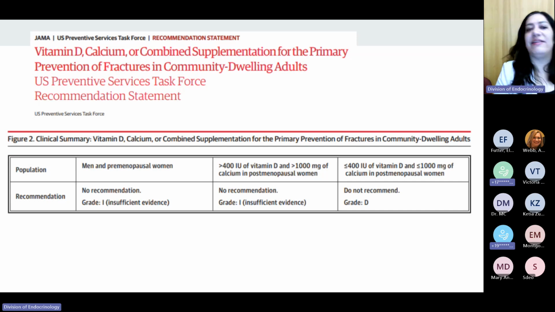So basically, what they found was a little bit anticlimactic. In men and premenopausal women, they had no recommendation because there wasn't really enough evidence. So, should we supplement or check levels? Probably not, but maybe we don't know. For more than 400 units of vitamin D or more than 1,000 milligrams of calcium in postmenopausal women, they didn't have enough evidence to recommend against or for. But they did find that if you're going to supplement patients like postmenopausal women, you should recommend against less than 400 units of vitamin D and against less than 1,000 milligrams of calcium.